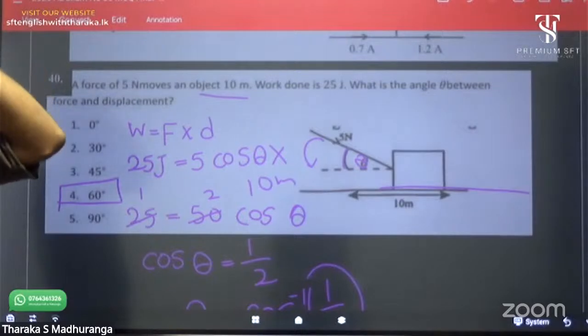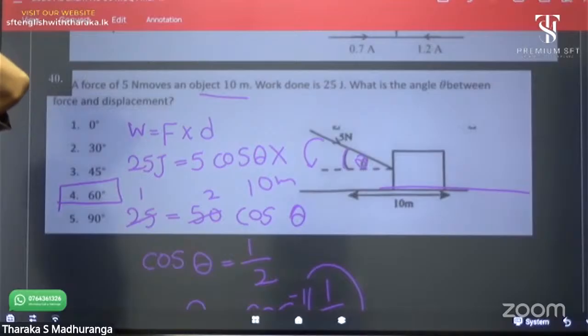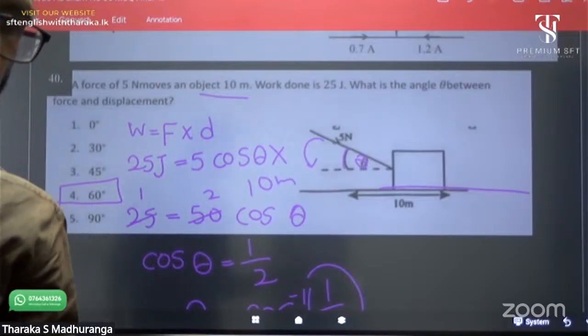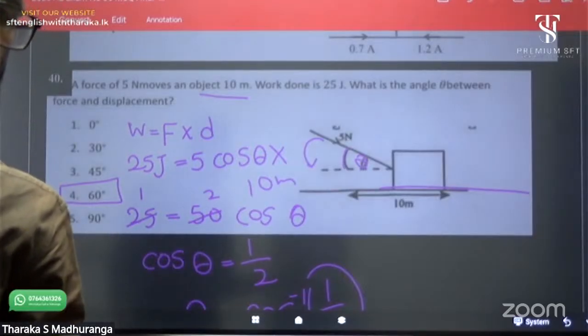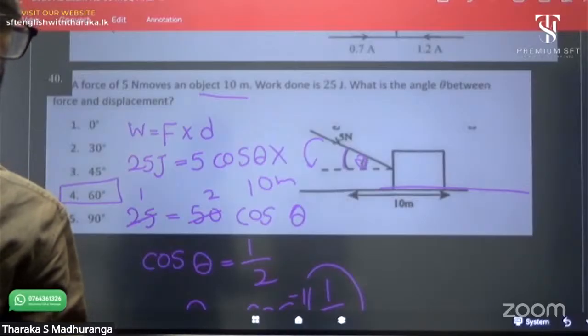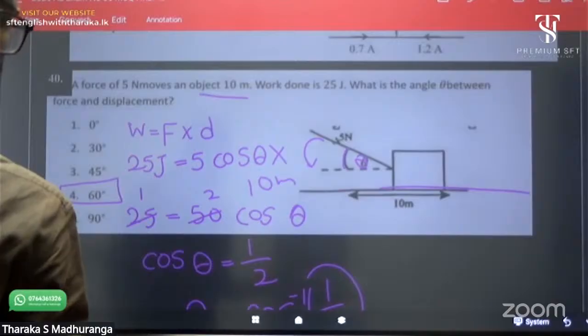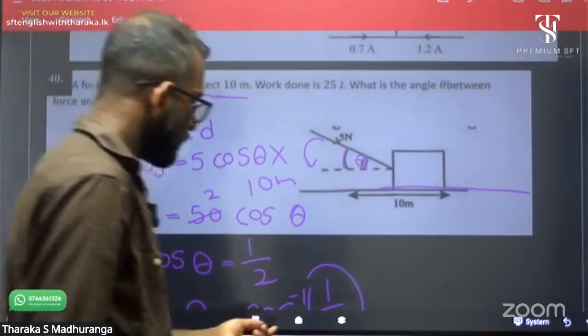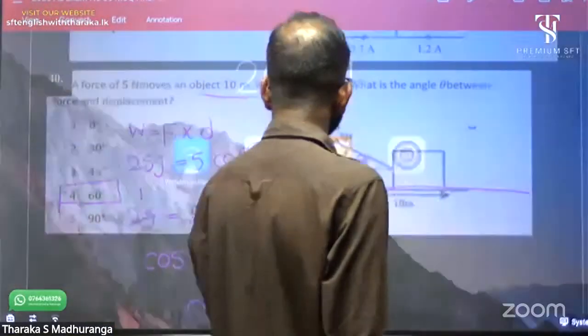Okay, that's the end of exam number 6 MCQ discussion. Okay, let's move into the structured paper.